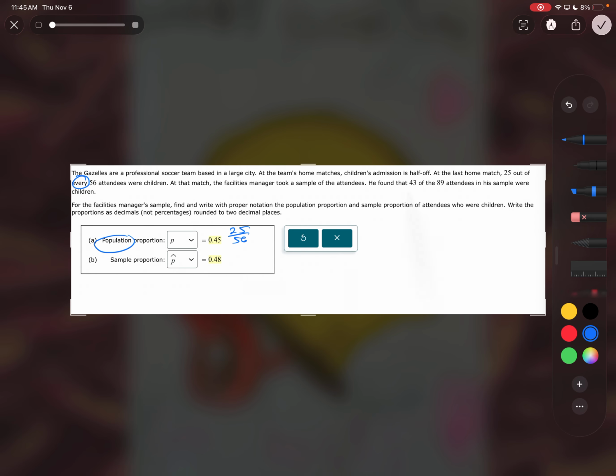And then it says he found 43 out of 89 in a sample. Okay, so this one would be 43 out of 89. We'll double check that. 43 divided by 89 is 48, okay? So you have to figure out when to use population, when to use sample. They should say it pretty clearly in the problem.